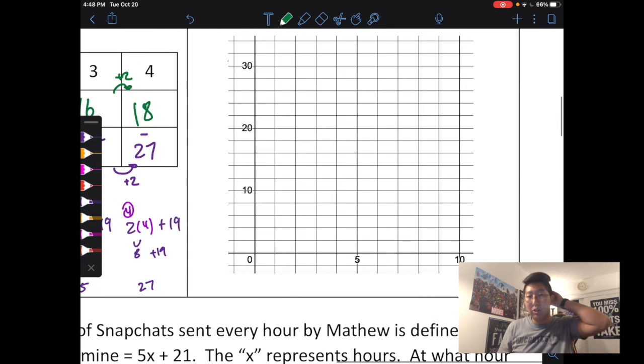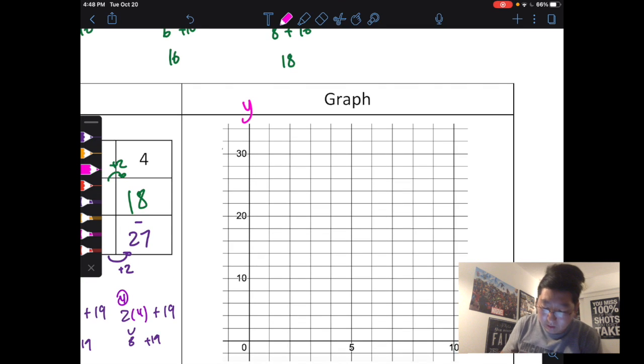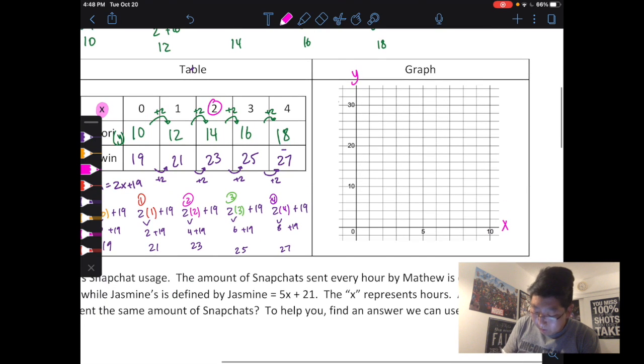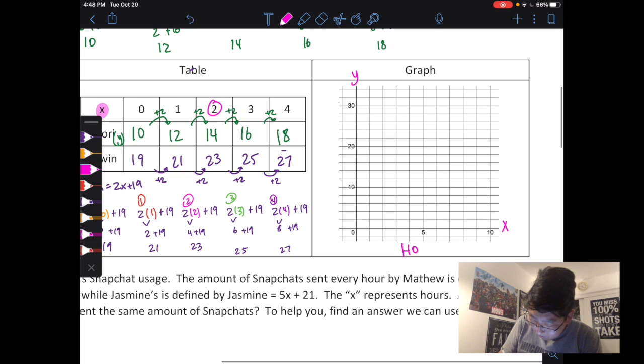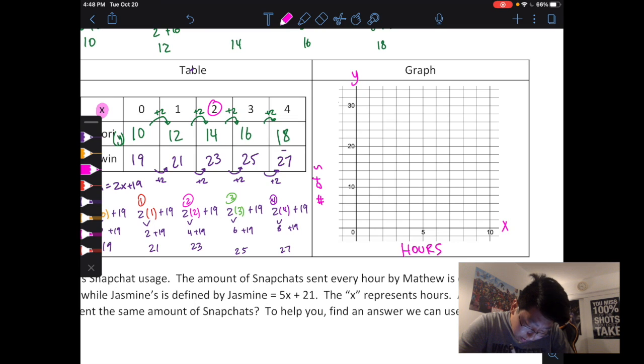So, here, I'm just going to teach you guys how to read this graph. The x-axis is over here. Let me do this in pink. X-axis is over here, and the y-axis is here. Okay? I want you to know that the x-axis is going to be time. So this is actually the hours. And the y-axis is going to be number of Snapchats.